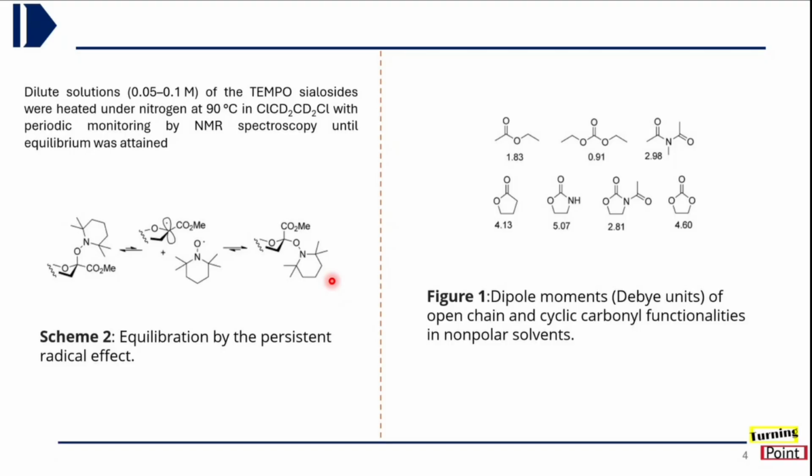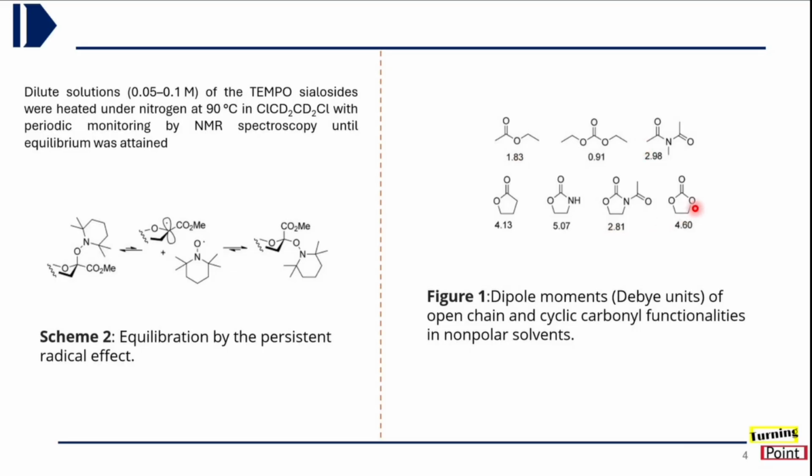So what are they proposing? They are proposing that the dipole moment of these open chain and cyclic carbonyl functionalities in nonpolar solvents plays a very significant role in the selectivity. As they are showing here, this cyclic protecting group has the maximum dipole moment of 5.07, and when it is substituted with a silyl protecting group, the dipole moment is reducing. Similarly in the other cases also.